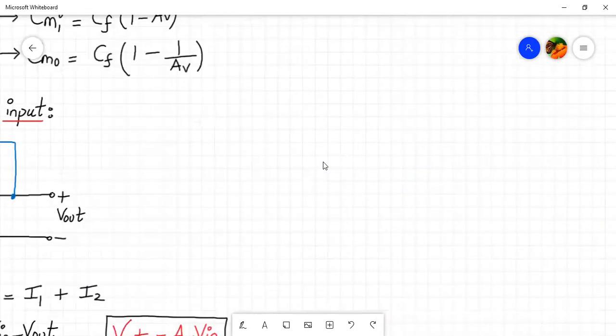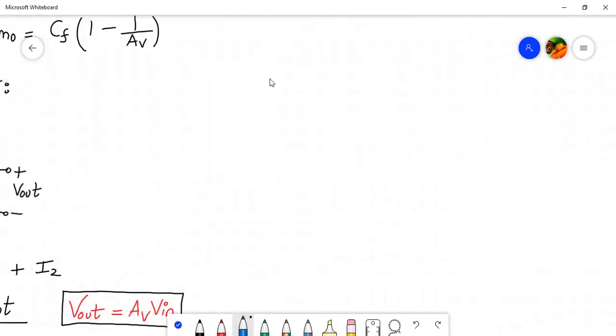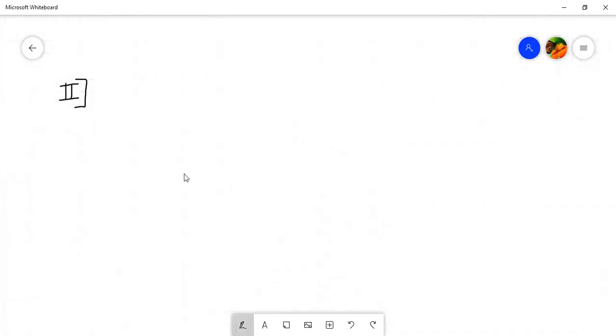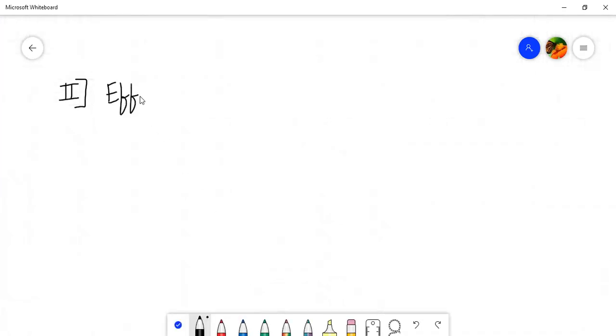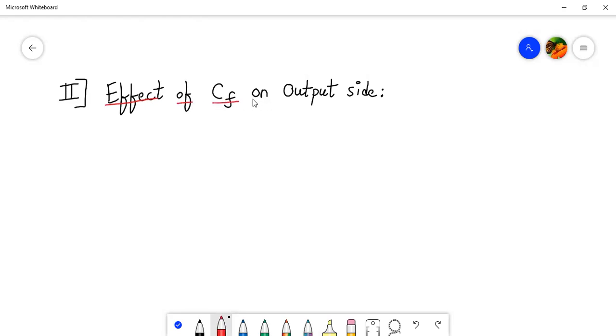Okay, next is the second one. Let me start over here, and let me use a black color. Now we will study the effect of CF, which is the feedback capacitor, on the output side. Let's begin with the analysis. First of all, we'll draw an amplifier with a gain AV. Let me draw that quickly. Now we are concentrating on the output side. So this is my amplifier with gain AV.